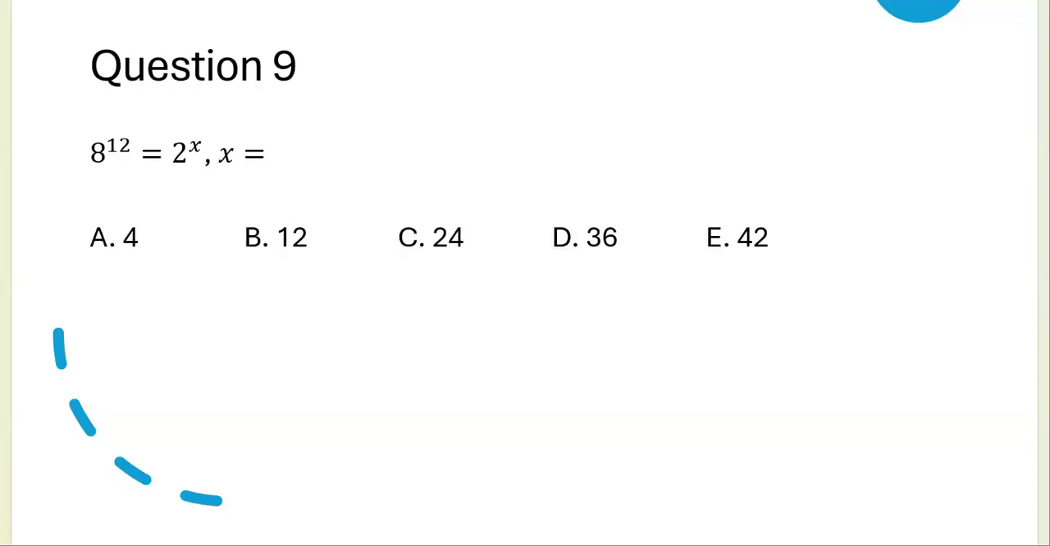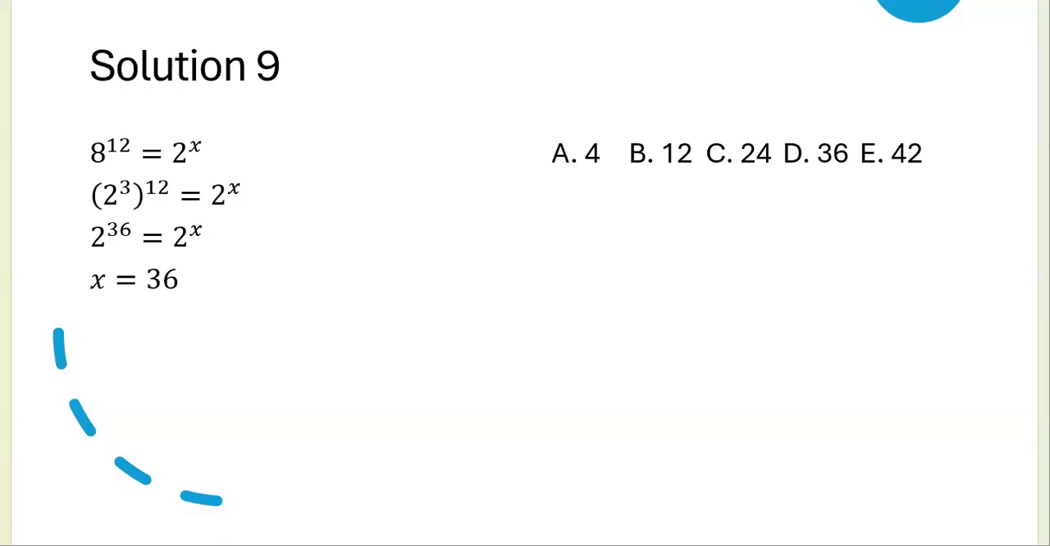How about 9? 8 to the 12 equals 2 to the x. What is x equal to? We did something similar to this not long ago. You rewrite 8 as 2 cubed, and then use properties of exponents to combine 3 and 12 to 36. So x is equal to 36.